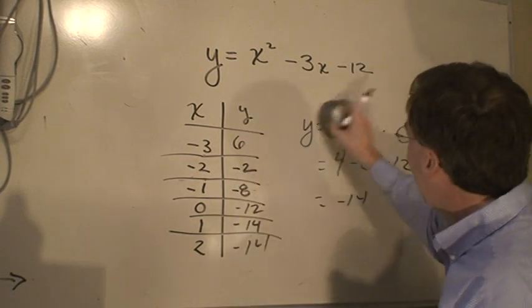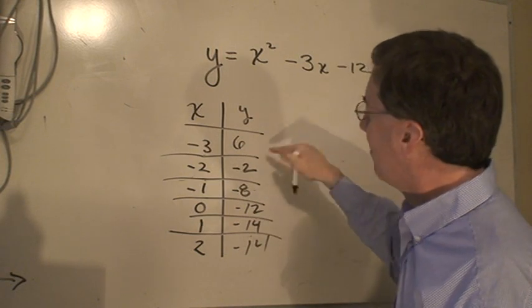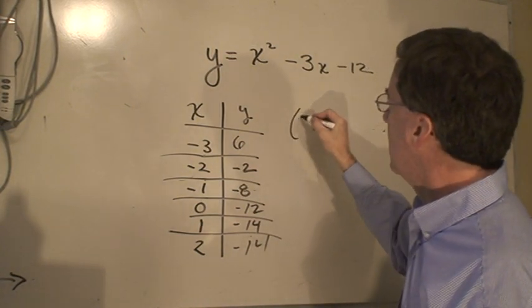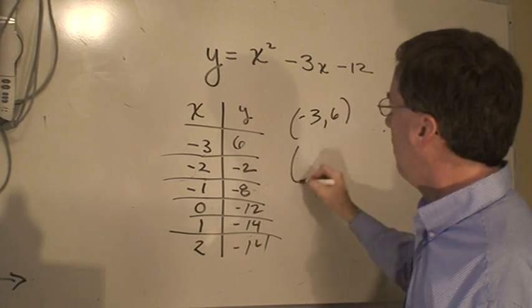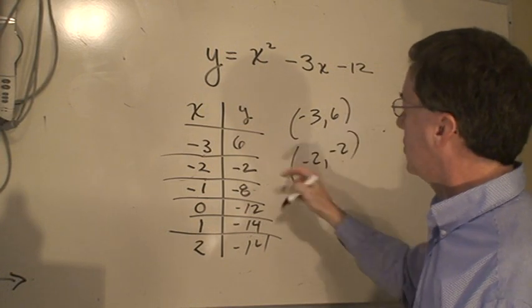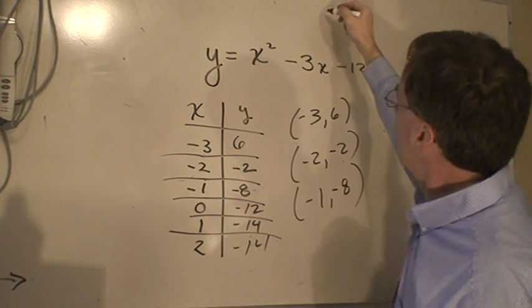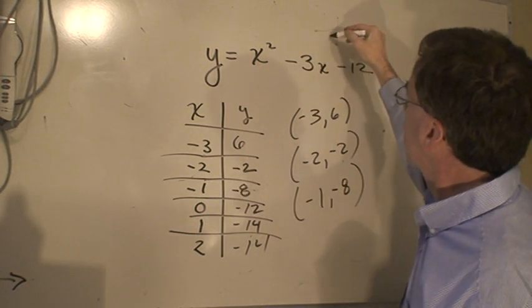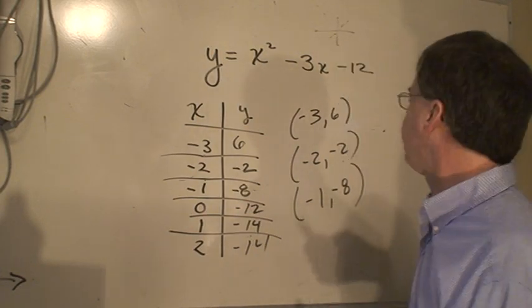Now that I have all these, and I can't show you here how to graph this in Excel, but I have ordered pairs. In other words, I have negative 3, positive 6. That'll be one point on my graph. Negative 2, negative 2 is another point. Negative 1, negative 8. And I'll take my coordinate system, which in Excel you'll take and graph it. And it's probably going to end up being a parabola.